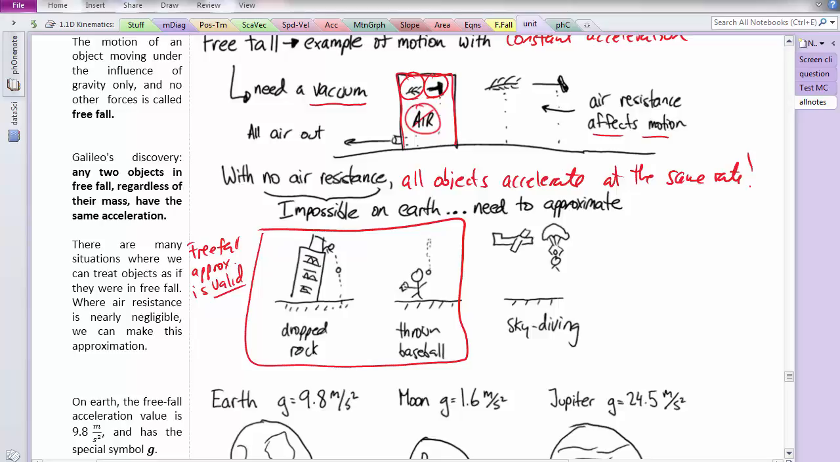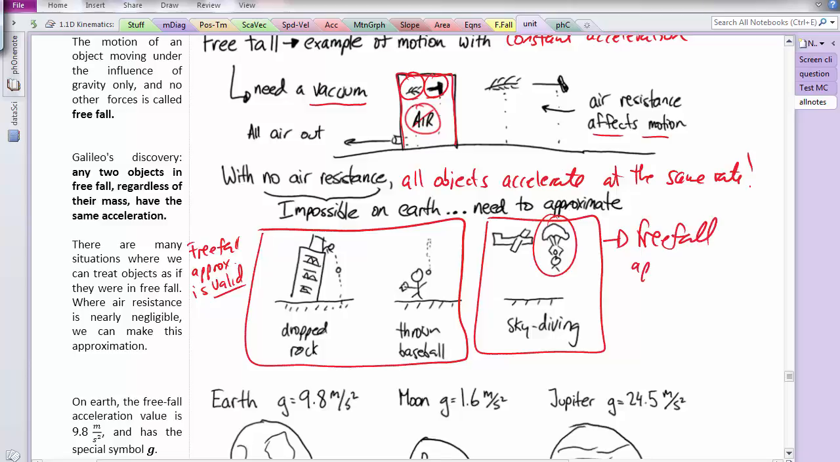We can use the free fall approximation for a skydiver, but it won't give you very good results. Because there's lots of air resistance for a skydiver with a parachute, the free fall approximation is not valid, so we wouldn't be able to use constant acceleration equations for this type of problem.